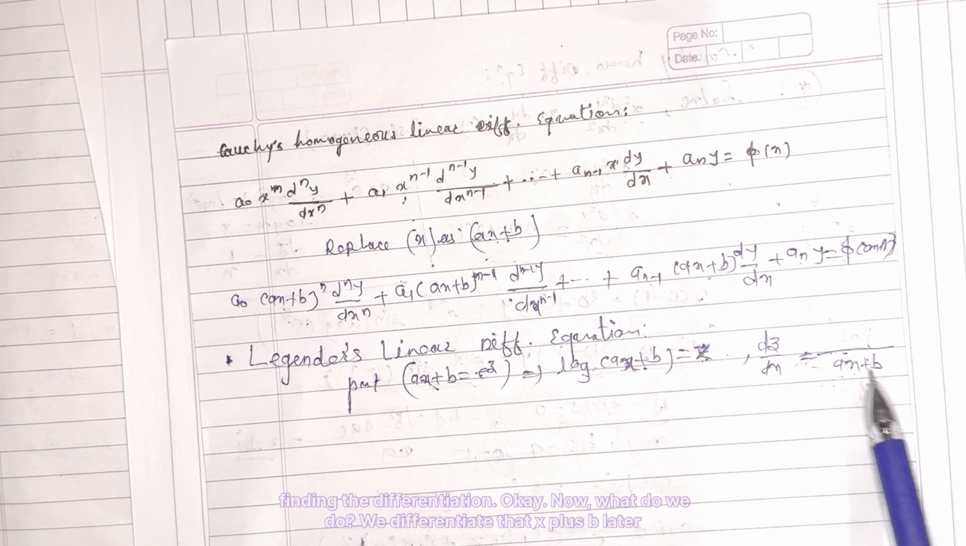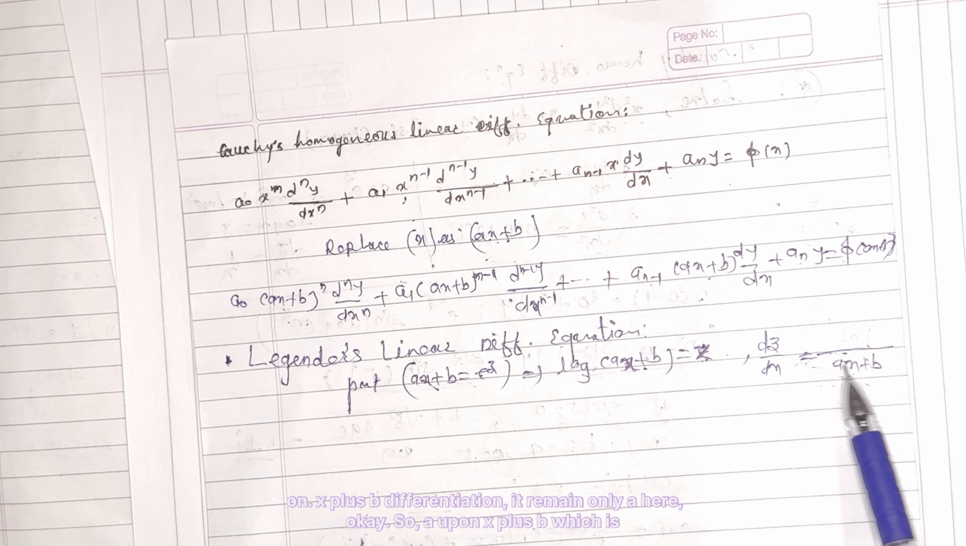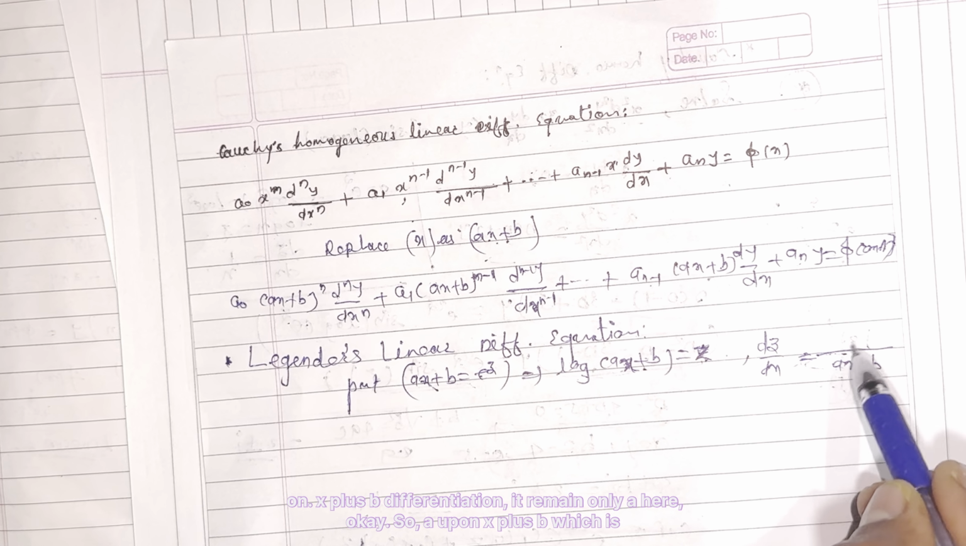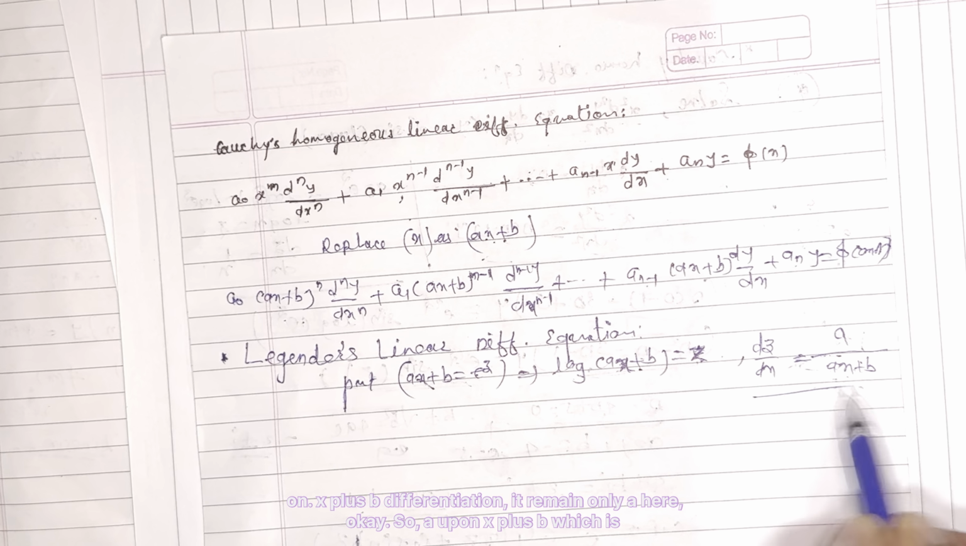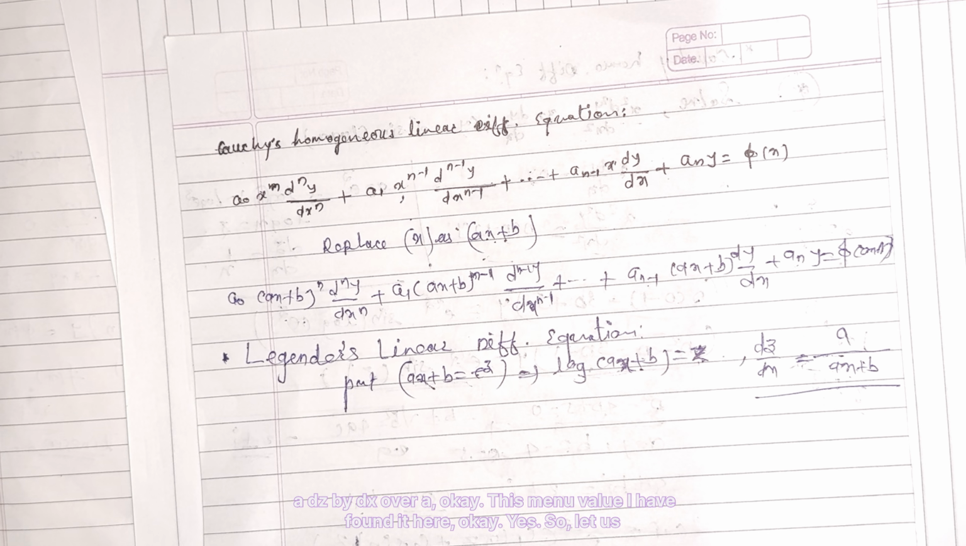Okay, now what do we do? Differentiate that ax plus b. Later on, ax plus b differentiation, it remains only a here. So a upon ax plus b, which is dz by dx over here. This much value I found here.